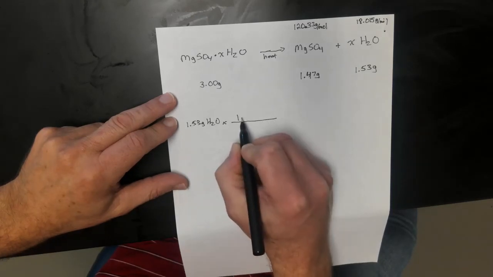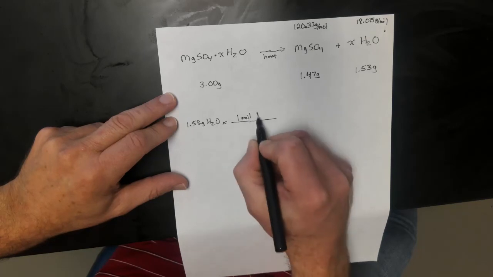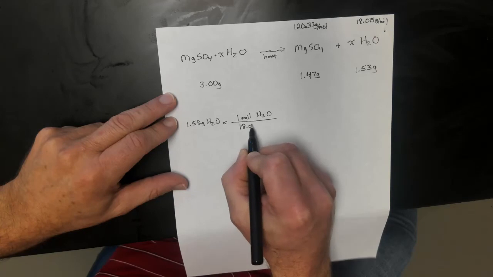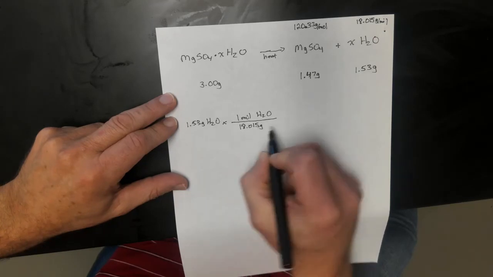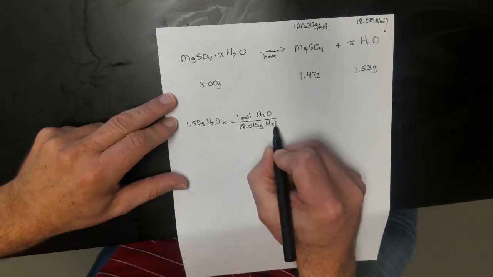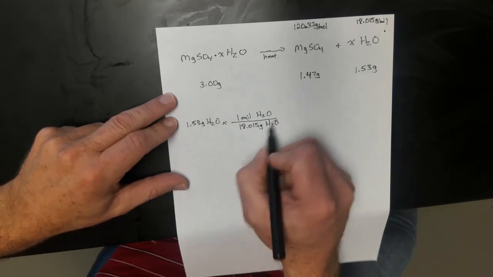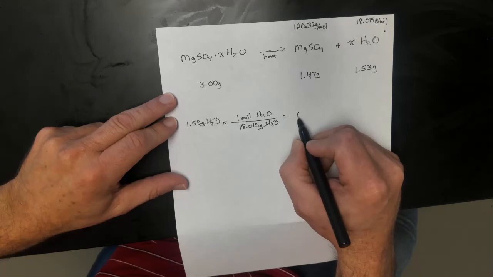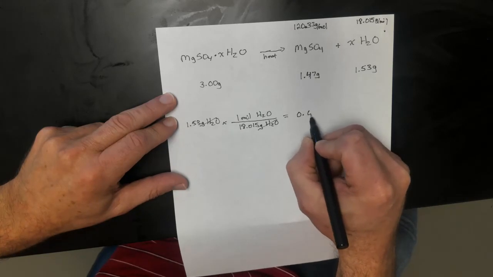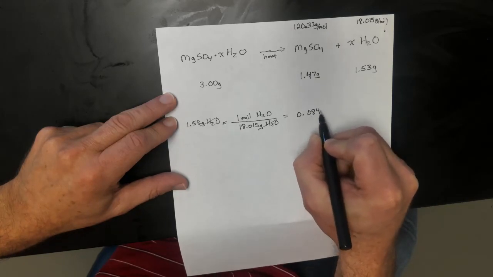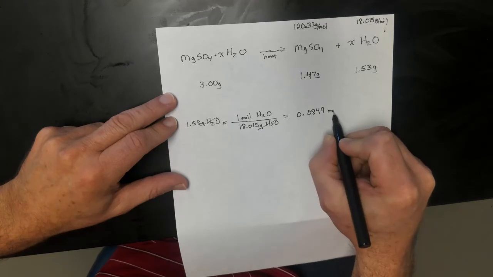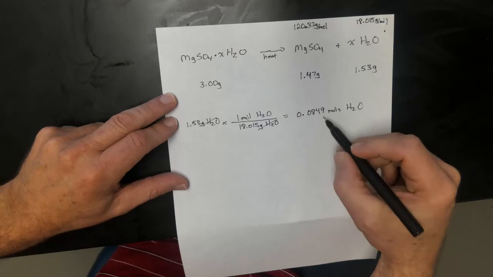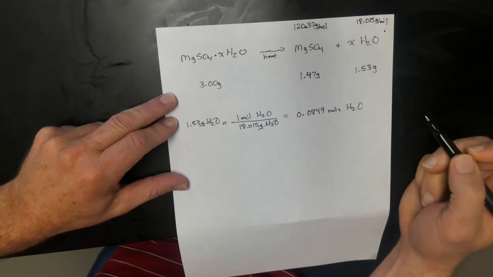For every 1 mole of water, there are 18.015 grams of water. Units cancel. And that's going to give us 0.0849 moles of water. That's how many moles of water containing this 1.53 grams.